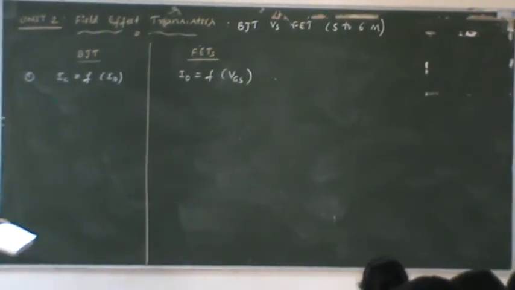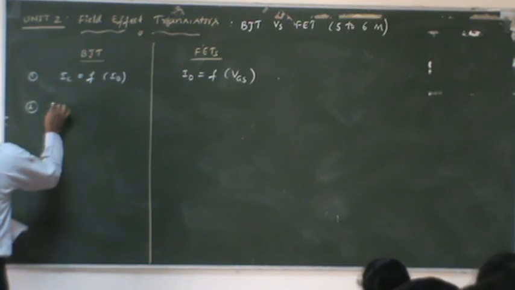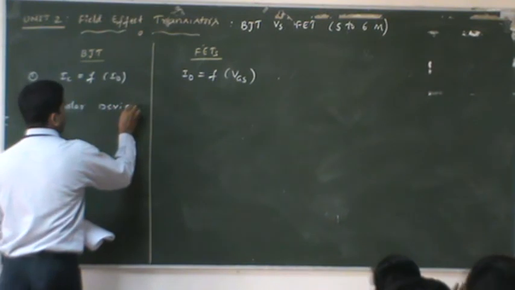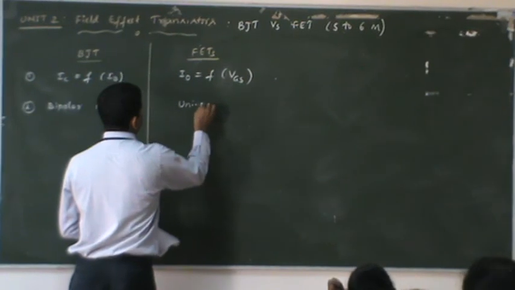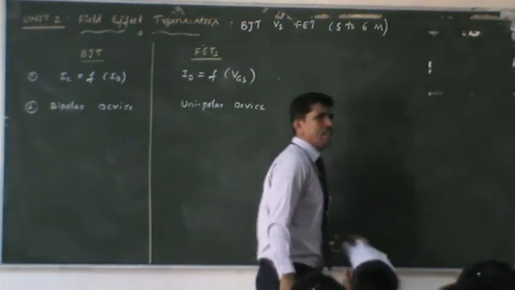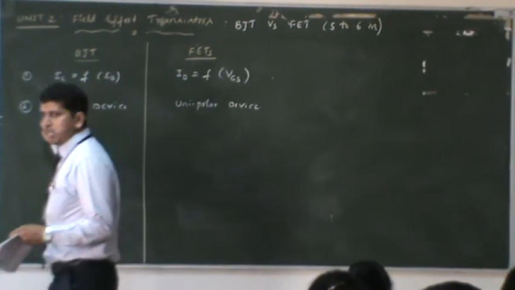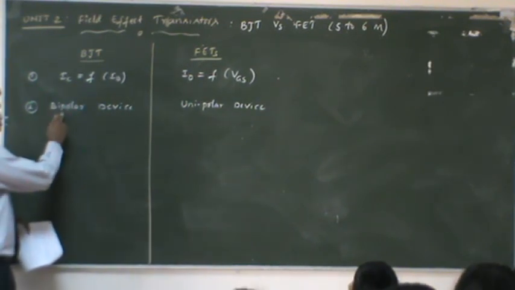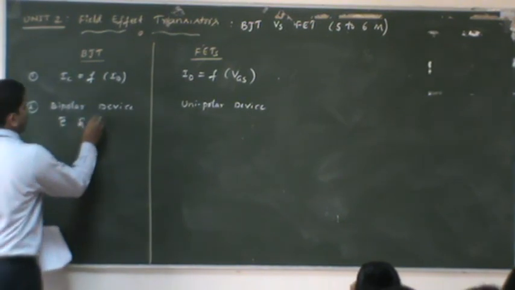Next is going to be: BJT is a bipolar device, whereas FETs are unipolar devices. What do you mean by bipolar device and unipolar device? Both electrons and holes are responsible here for the conduction. If you want to make the current flow here, it is because of the electron movement as well as the hole movement.